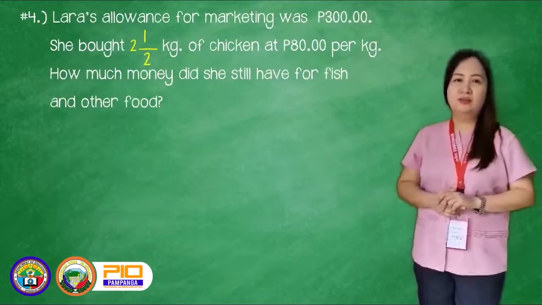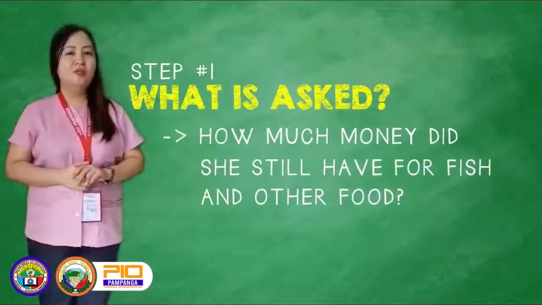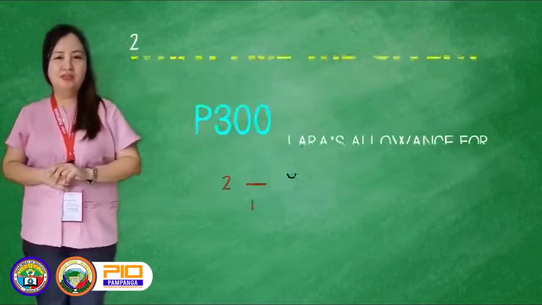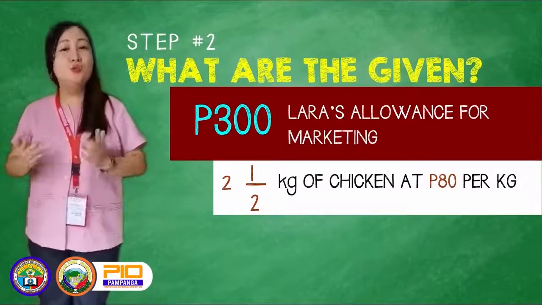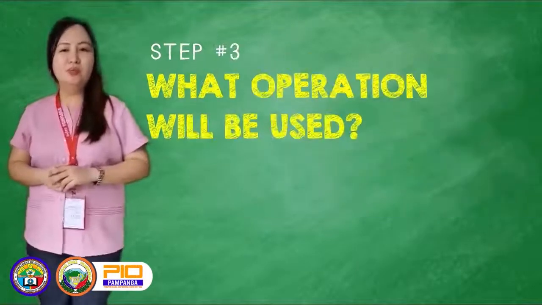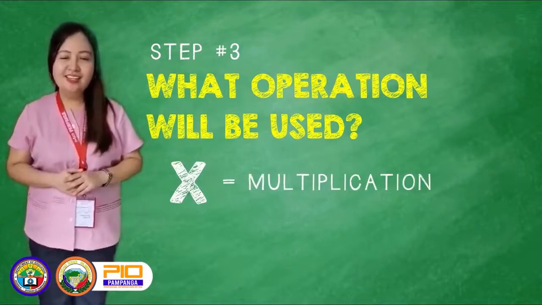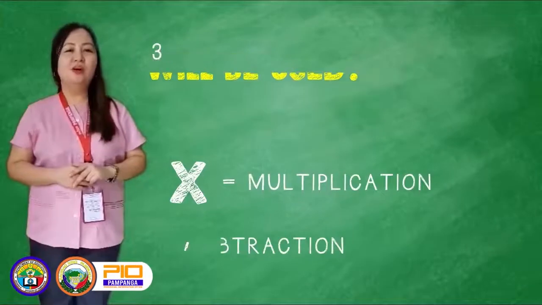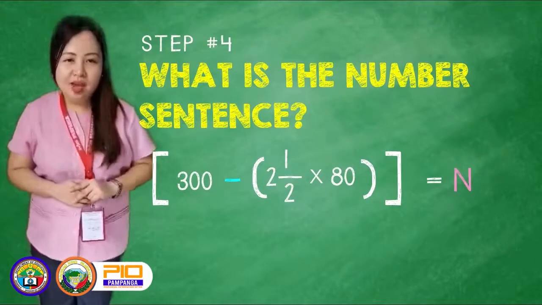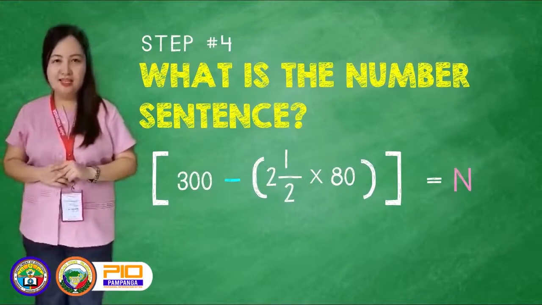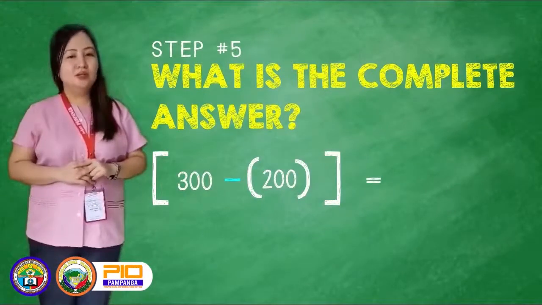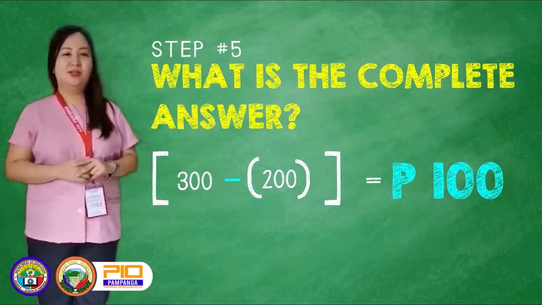How about the problem solving? Number 1, what is asked? How much money did she still have for fish and other food? Number 2, what are given? 300 pesos, 2 and 1/2 kilogram of chicken at 80 pesos per kilogram. Number 3, what operations will be used? Multiplication and subtraction. Number 4, what is the number sentence? 300 minus the product of 2 and 1/2 times 80 equals n. And number 5, what is the complete answer? 300 minus 200 is 100 pesos.